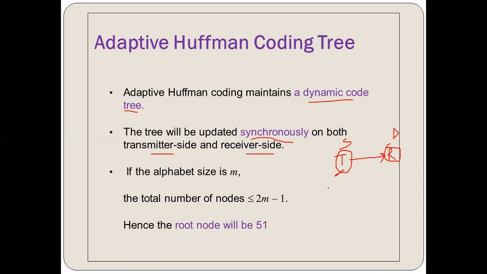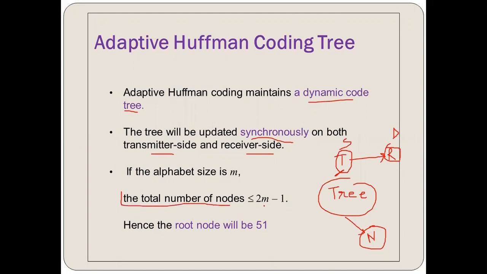We all know that because we need to update the tree in adaptive Huffman coding, we need to understand how many nodes will be there in a tree. So how many nodes will be there in a tree? I need to calculate this. N means nodes. So we need to calculate this particular number of nodes with the help of this formula. That is the total number of nodes.